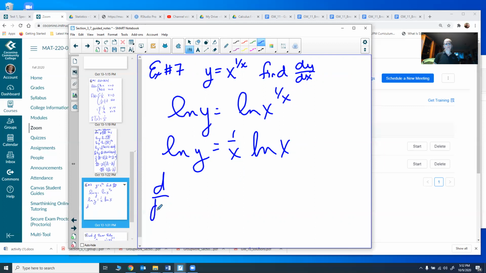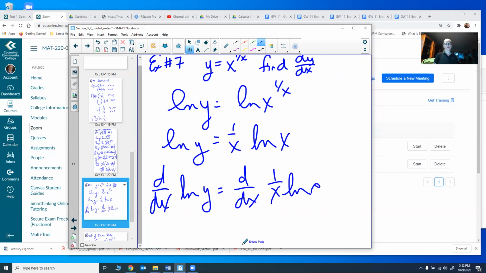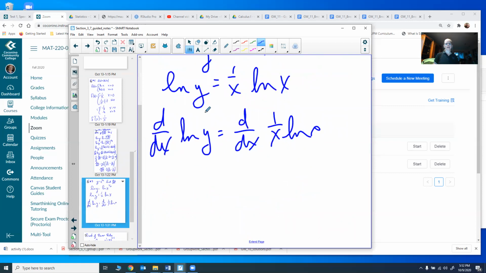Now I'm going to take the derivative with respect to x of both sides of the equation. And see where I end up with here. Okay, so the derivative of natural log of y, we've done this several times. It's going to be 1 over the something, in this case the y, times the derivative of the something, which is dy dx, because we don't know what the derivative of y with respect to x is. Then we have the derivative of 1 over x times the natural log of x. We're going to have to use the product rule because, again, we have a multiplication there.